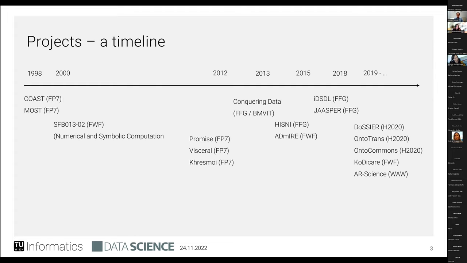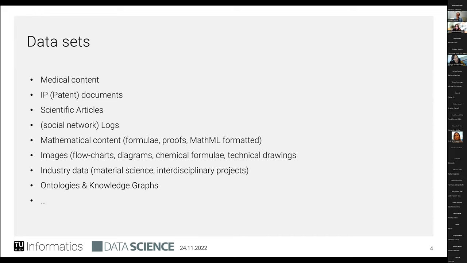In any case, all these projects starting 2009, actually Promise started 2010, became more and more data heavy, and nowadays we are working with larger quantities, and all the data sets I've been working with are very diverse. I've mentioned medical content. I have worked with patent documents, scientific articles, logs, mathematical content, images, and lately more and more with ontologies and knowledge graphs. The main characteristic of all these data sets is that we handle text. I am working more with text data; images, flowcharts, and diagrams were more like a tryout, but I am basically doing more text-oriented information retrieval.